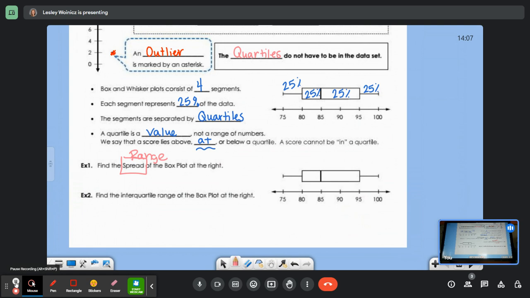So if I want to find the range, I take my max minus my min. So that would be 100 minus 75, which is 25.